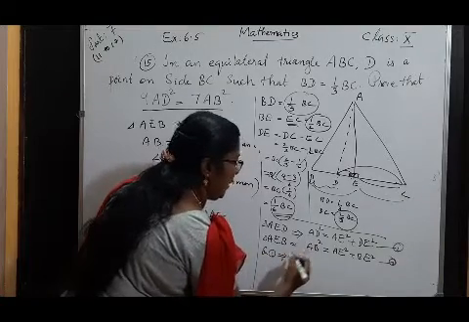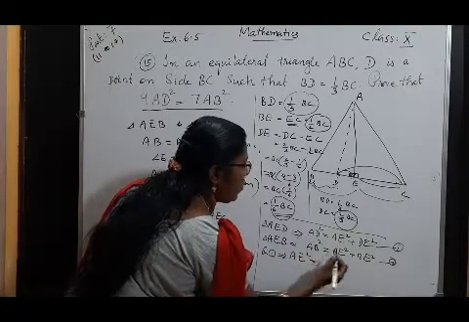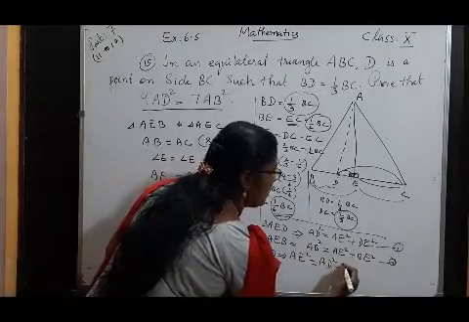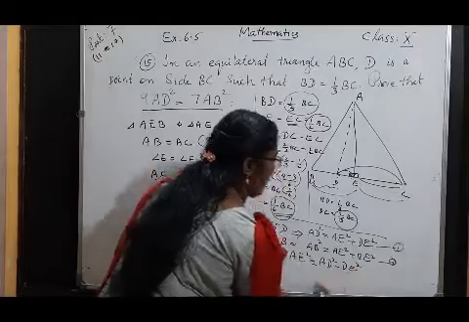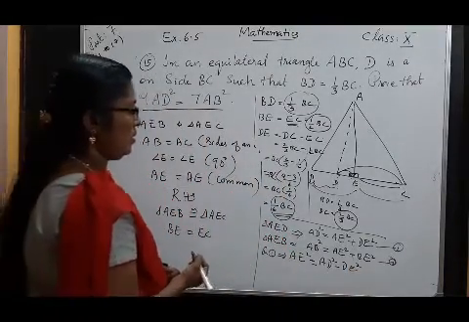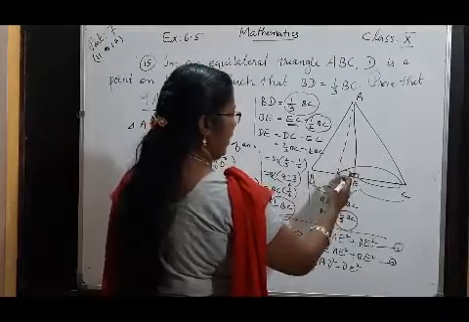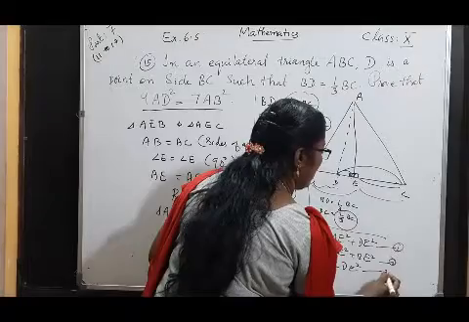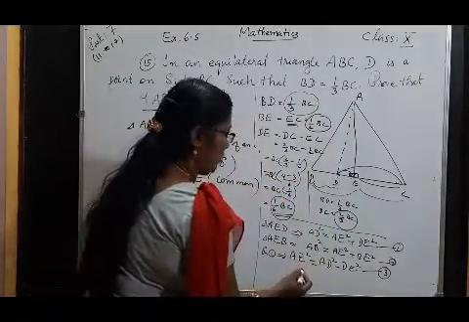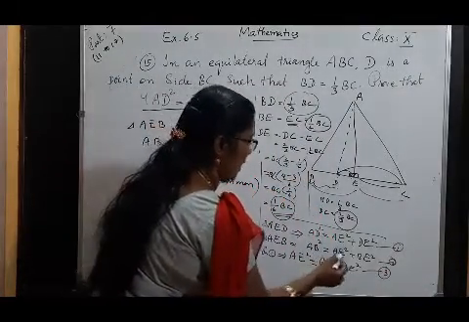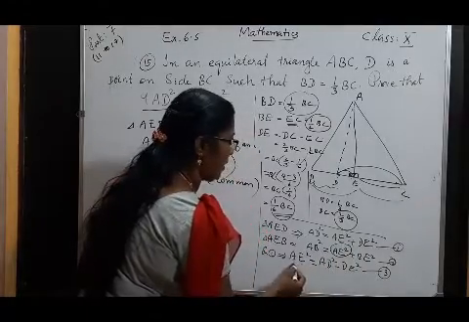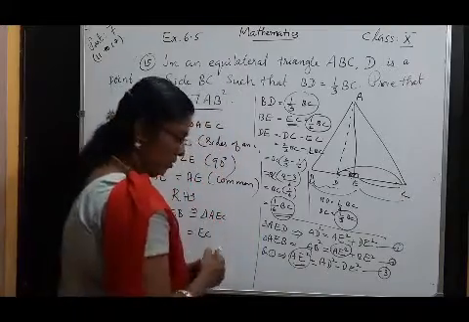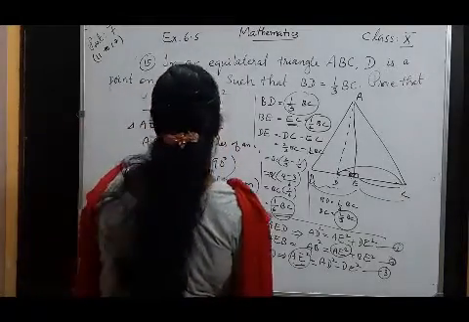From 1 it can be rewritten: AE square equal AD square minus DE square. Equation number 3. Substitute this 3 in equation 2. Instead of this AE square, write AD square minus DE square. So, substitute 3 in 2.